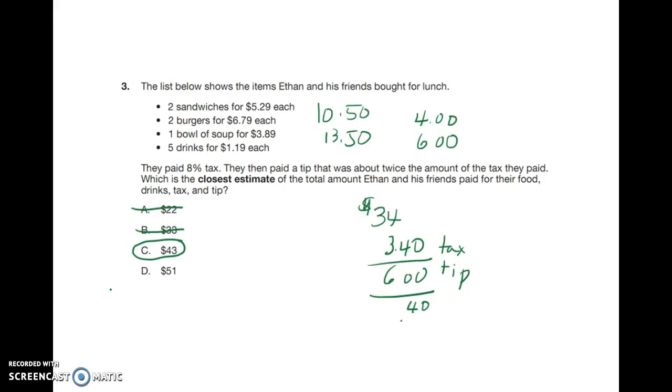You can also do this work on a calculator and add things up. If you do that, then for your tax, you would multiply your total by 0.08 to get the tax, and then you would multiply that by 2 to find out your tip. So that's another strategy that you can use. Hope you got that one. Yeah, that one should have just been a nice review for you.